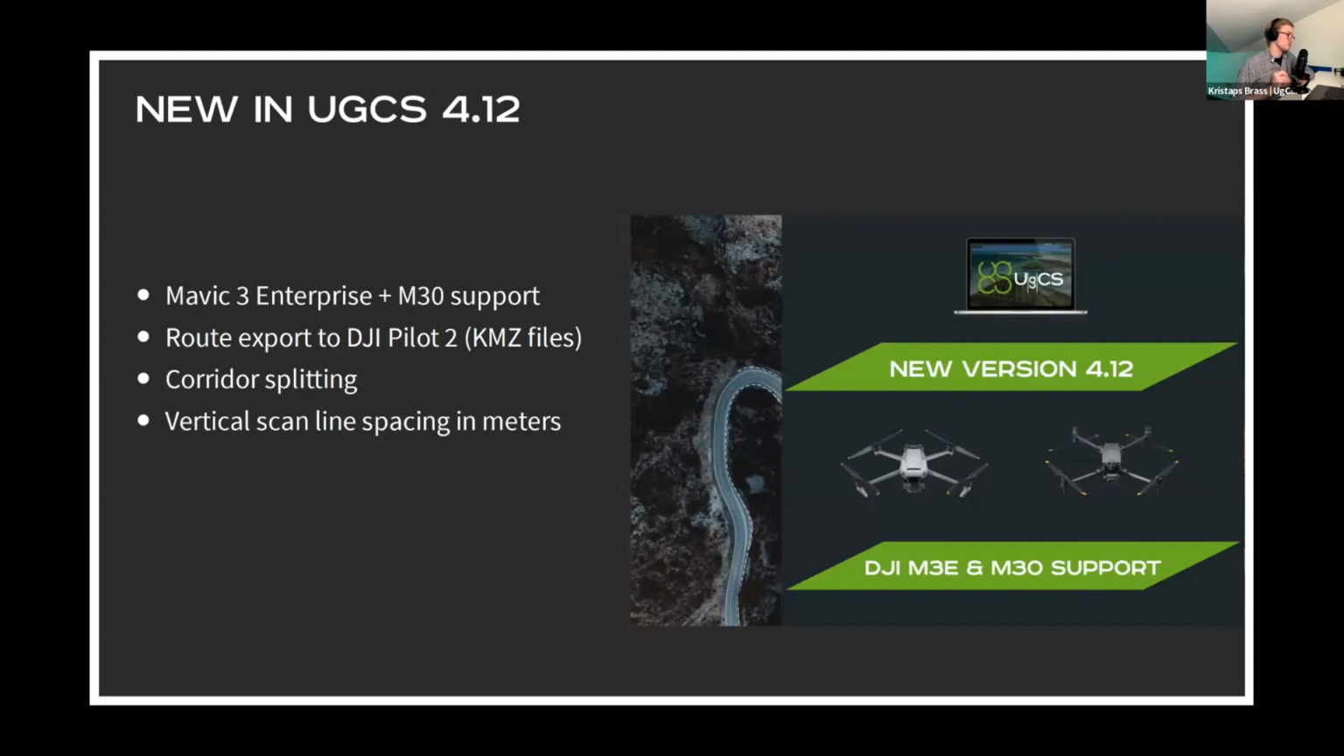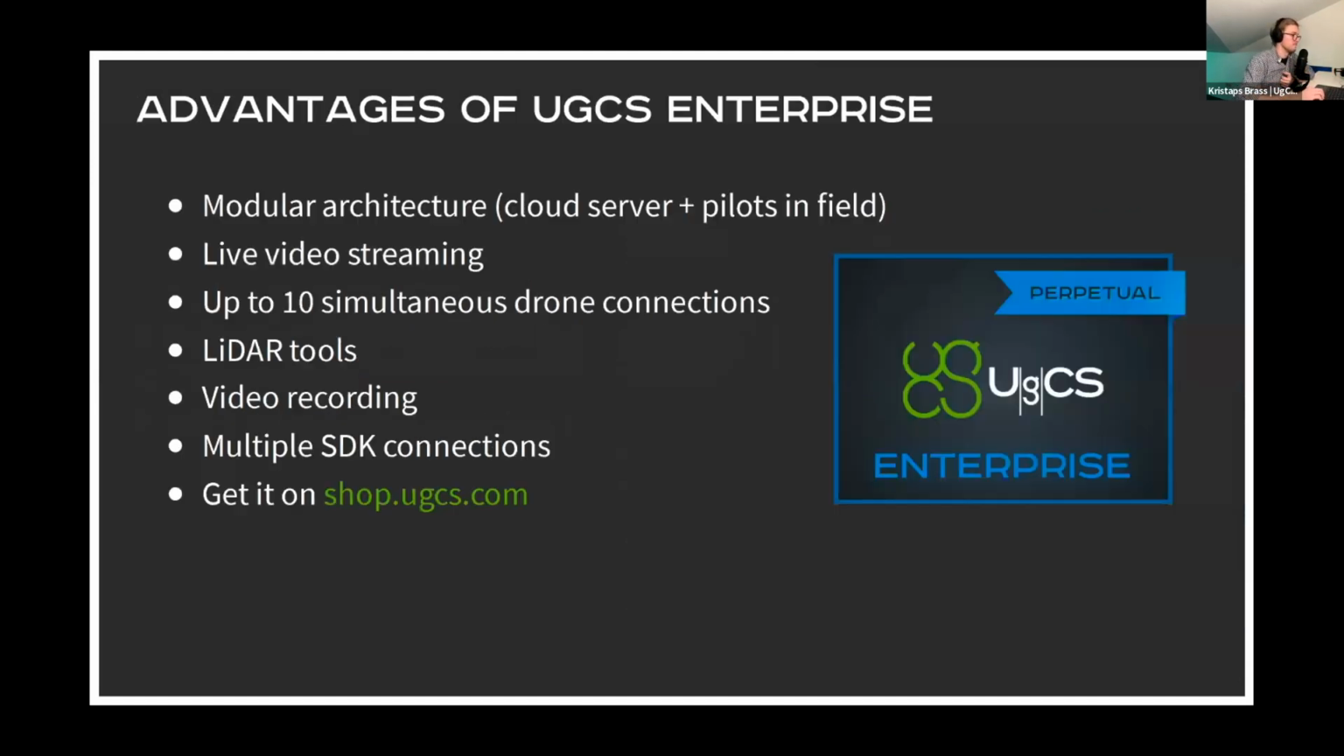We also implemented corridor splitting, as well as the ability to plan vertical scans by using the line spacing, specifying it in meters rather than overlap. It's also not that relevant for agriculture, I suppose, but just some things I wanted to mention. But full release notes, of course, are available on our site.